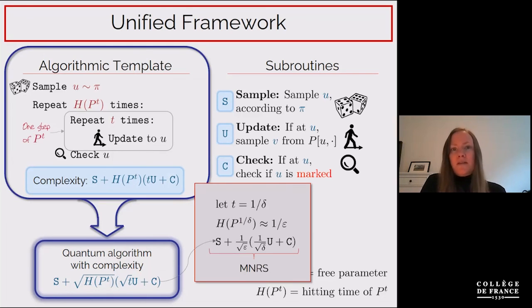And so this unifies the MNRS and hitting time frameworks. We get the hitting time framework by setting t to be 1, and the MNRS framework by setting t to be 1 over delta.